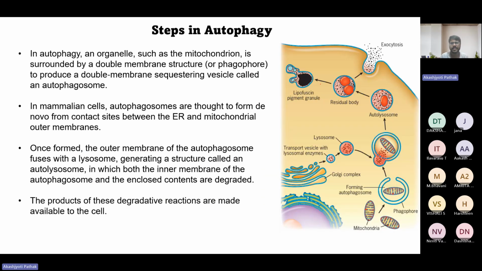So these are the different steps I discussed. This is another figure. So you can see here, this is the endoplasmic reticulum, and then a membranous structure is formed around this organelle. This is called the autophagosome. This is getting fused with the lysosome, called phagolysosome, and then the contents are getting degraded, and then the contents are released from the cell by exocytosis.